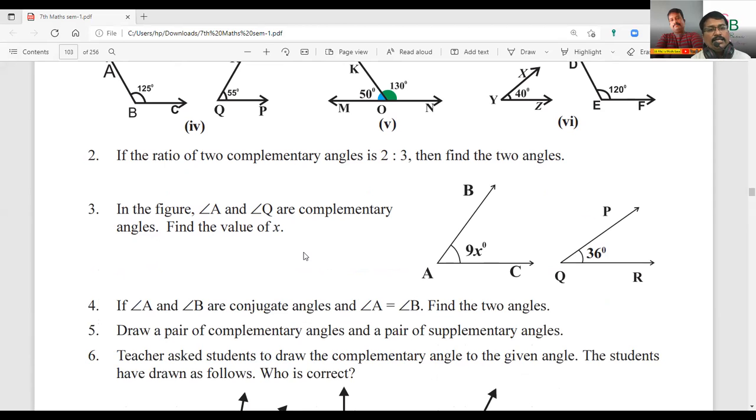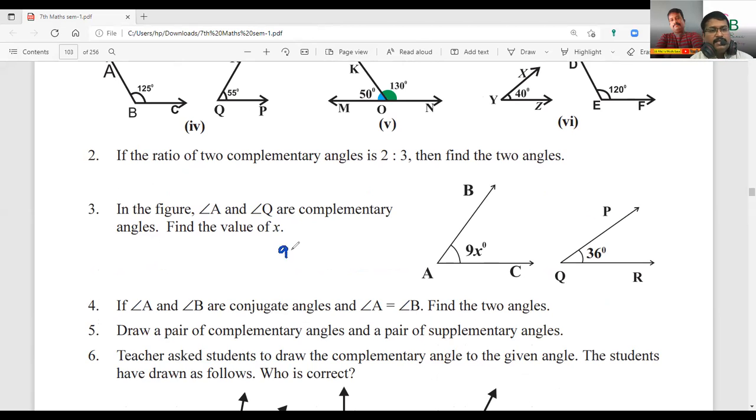In the figure, angle A and angle Q are complementary angles. Find the value of x. No doubt about that. If two angles are complementary, then their angle sum is 90 degrees.